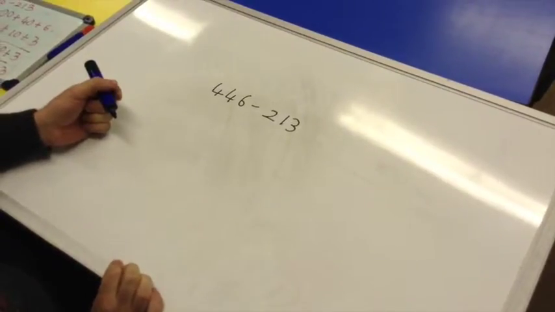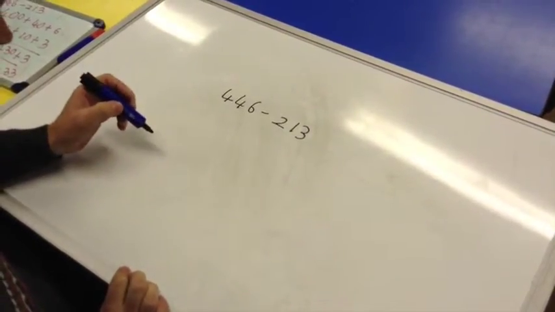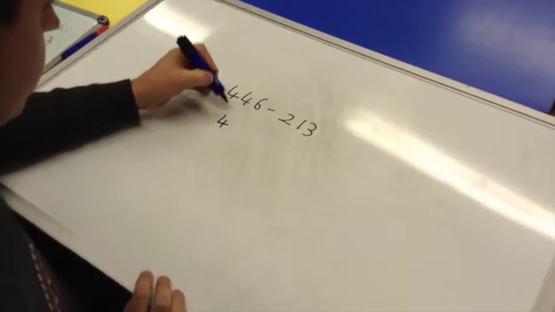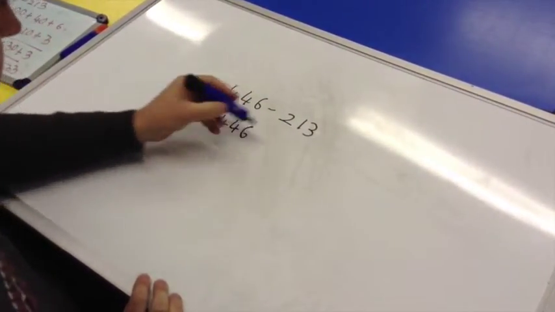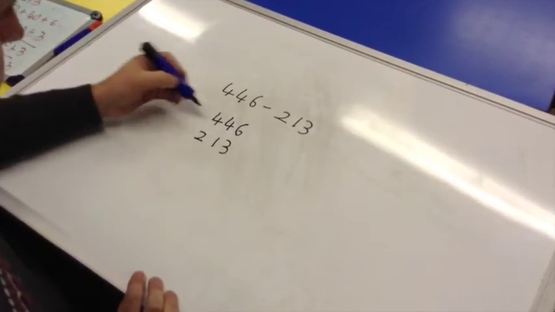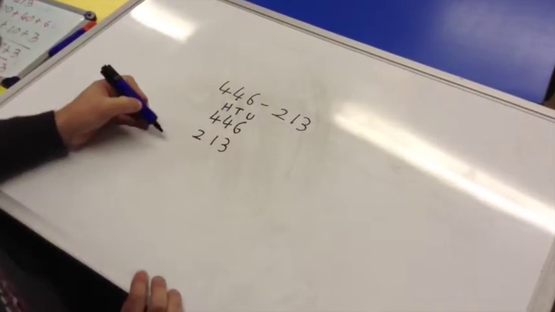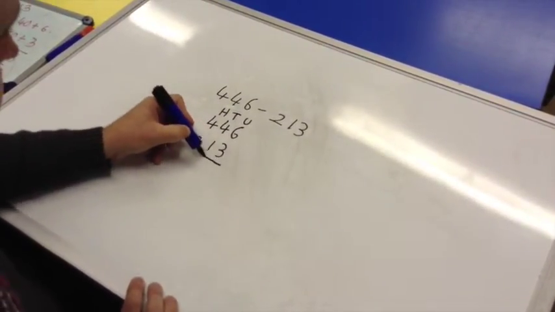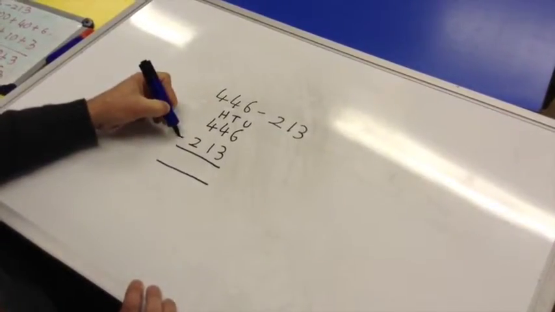Okay, this time we're doing compact column subtraction. So we write our top number on, 446, and then underneath 213, making sure that we've got the units, the tens, and the hundreds in the right columns. Add our equal sign at the bottom, and you must remember to add the correct sign in.